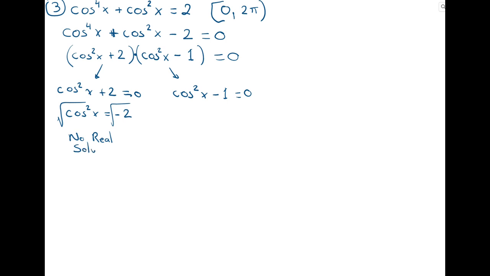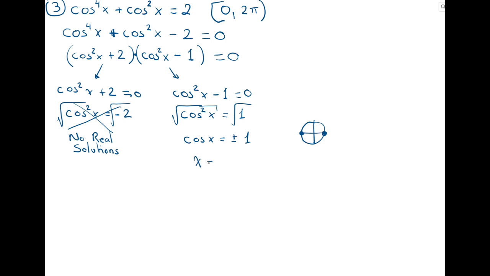And we're going to move on. And then on this one, cosine squared x minus 1, you're going to add 1 to both sides. We are going to have cosine squared x is equal to a positive 1. Take a square root on both sides. And that will give us cosine of x equals, now we take a square root, so it will be plus or minus 1. And the cosine is going to be positive or negative 1 at 0 and at pi. So the solution here will be x equals 0 and x equals pi.